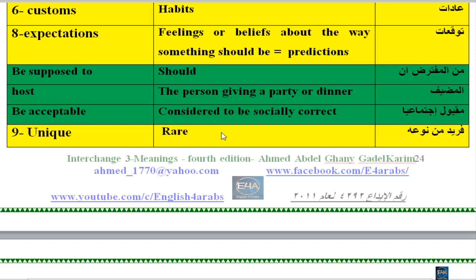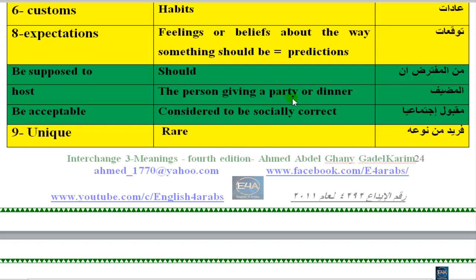Now, let's get started. 6. Customs, habits. 8. Expectations, feelings or beliefs about the way something should be. Predictions, so expectations, predictions. Be supposed to, should. Host, the person giving a party or dinner. Host, the person giving a party.